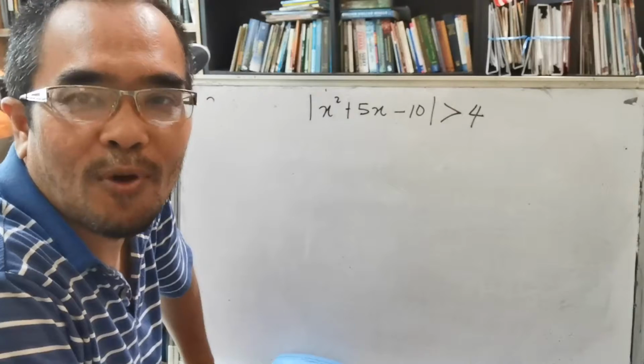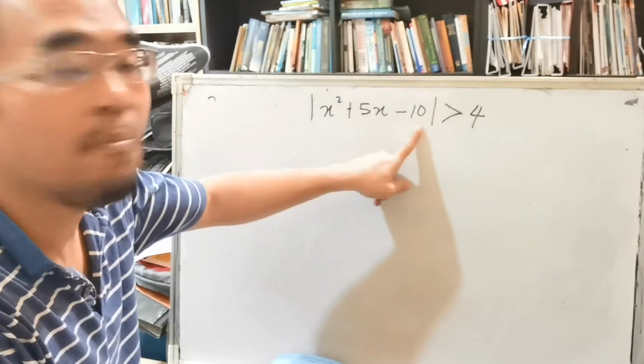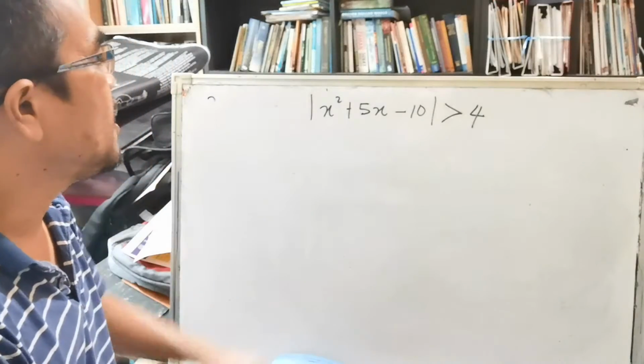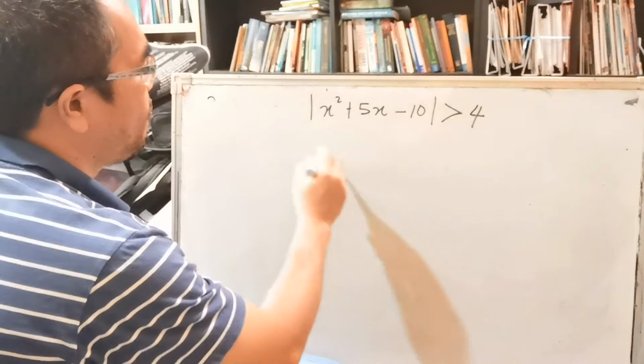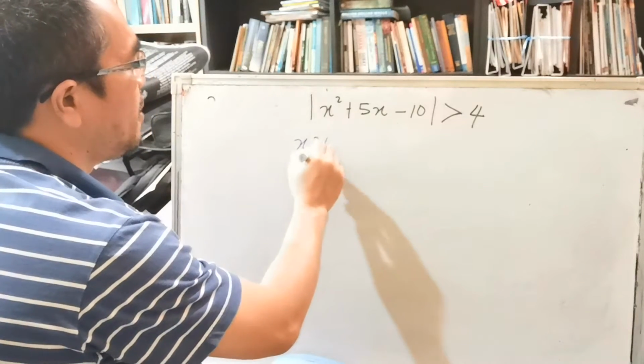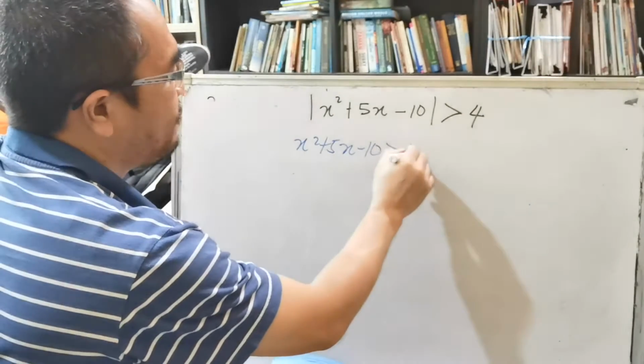We are going to do a question from our friend by the name of Lokman also. So x² plus 5x minus 10 in modulus larger than 4. So how to solve this? You just plus minus of 4. Okay, you write down x² plus 5x minus 10 larger than 4.